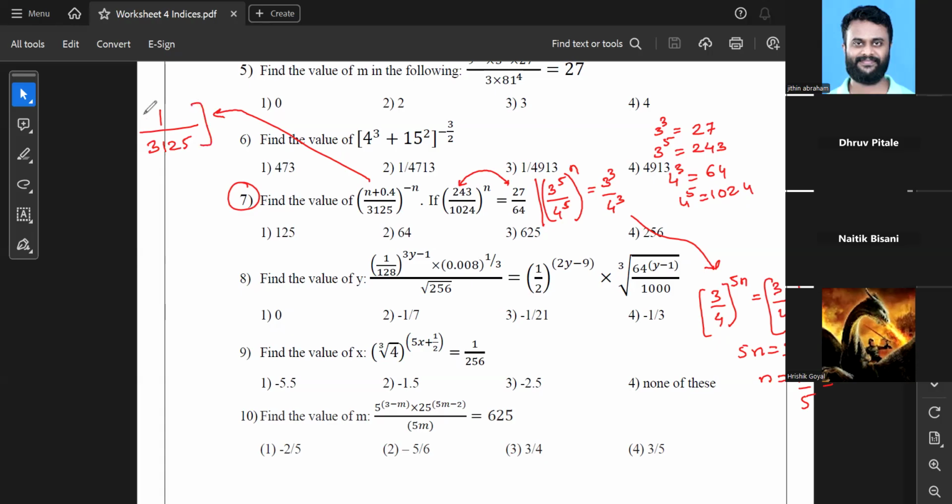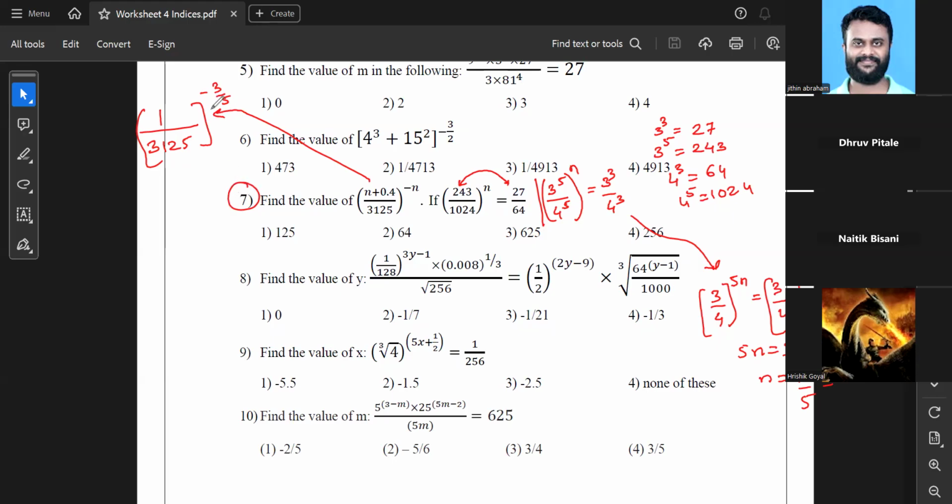3125 raised to minus 3 by 5 minus n. In place of n, I can use any numbers, either 3 by 5 or 0.6. I'll use 3 by 5 only because with squaring and square roots, it's always better to avoid decimals in indices, always keep them in fractions. Fractions we can handle, we know how to solve fractions, but decimals are difficult for us in index.